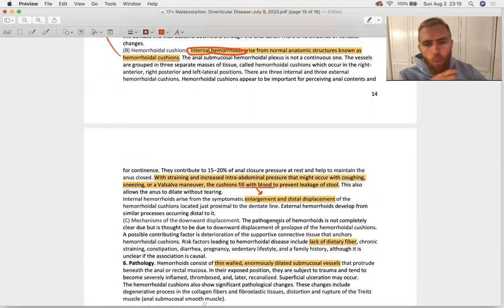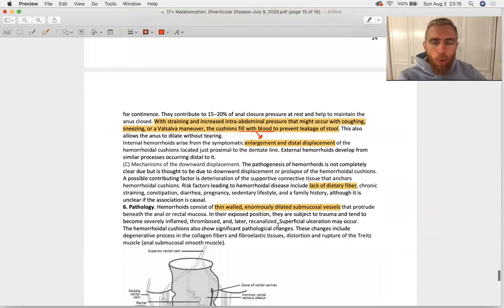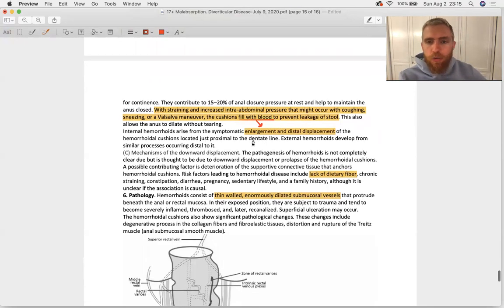What causes them to prolapse outward and fall down? What causes that surrounding tissue to become weak? Possibly straining and increased intra-abdominal pressure that might occur with coughing, sneezing, or Valsalva maneuver. So the cushions fill with blood, they get heavier, they exert more of a force on the surrounding connective tissue, and eventually, due to that enlargement, they're going to fall out and displace distally.